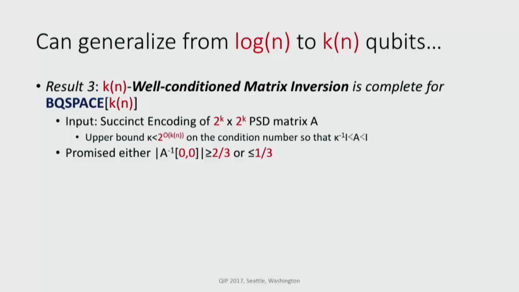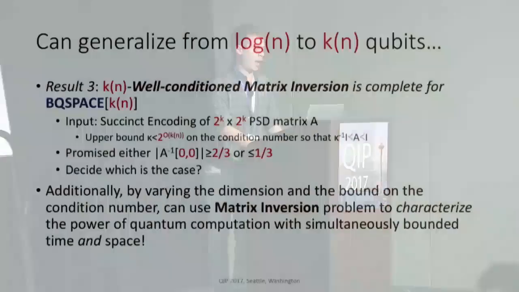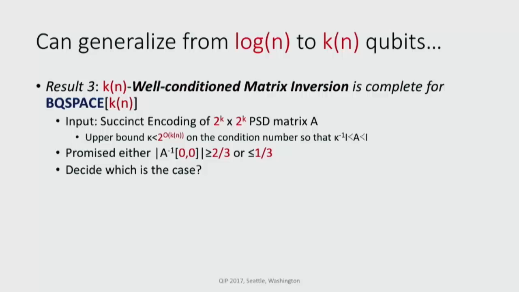In other words, is a fixed entry of the inverse of the matrix greater than 2/3 or less than 1/3? And we have to decide which is the case. And we can show that this is complete for BQ space k of n. It's the hardest problem that can be solved by a quantum computer that acts on k of n qubits.